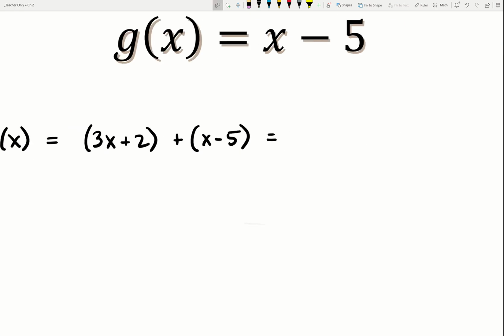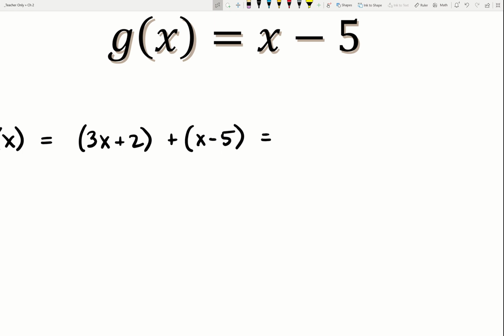Here we have a couple of algebraic expressions, and we are just going to add them by combining like terms. So 3x plus x makes 4x, and a positive 2 minus 5 makes a negative 3. So this is the function that will take your input and multiply it by 4, and then take away 3, we find.